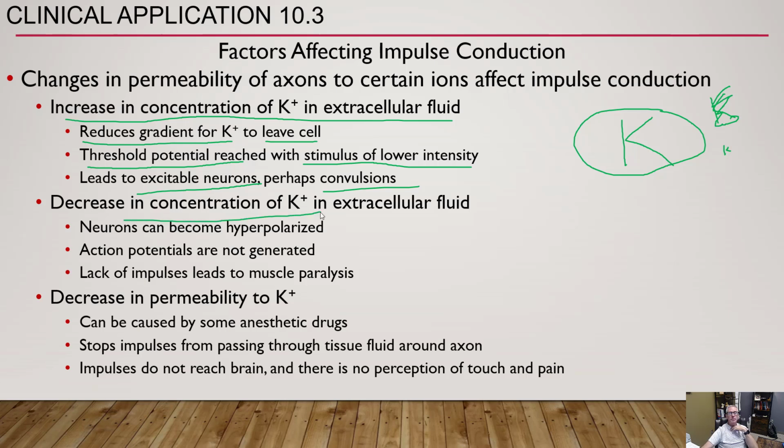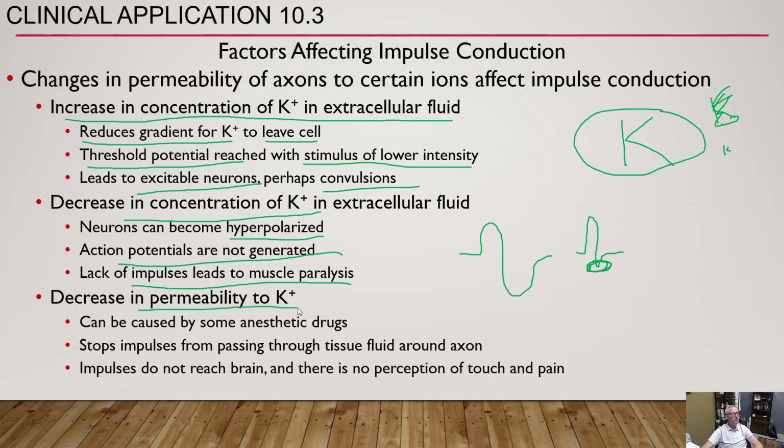Decrease in concentration of potassium in the extracellular fluid. Neurons are hyperpolarized. So if you look at that, that's a bad picture. Your neurons kind of live down here in that hyperpolarization phase. It's going to take more energy to get to that negative 55. It's going to take more positive ions to get to that negative 55. Action potentials that typically go to threshold are now not getting to threshold. So that could lead to paralysis or not generating action potentials.